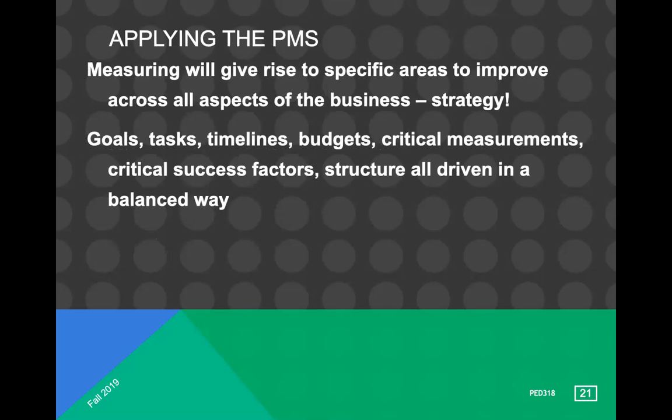Applying the PMS, measuring will give rise to specific areas to improve across all aspects of the business. So keeping track of finances, staff productivity, wins and losses. Those are all great ways to improve the business. And then they can ask themselves, where do we need to improve? Are we pulling ahead or at least keeping up with the competition? Where is our balance with money, time, and how can our employees become better? So goals, tasks, timelines, budgets, everything I just talked about. It's all the best way to make sure that they are constantly improving and keeping up with all of the other organizations competing with them.